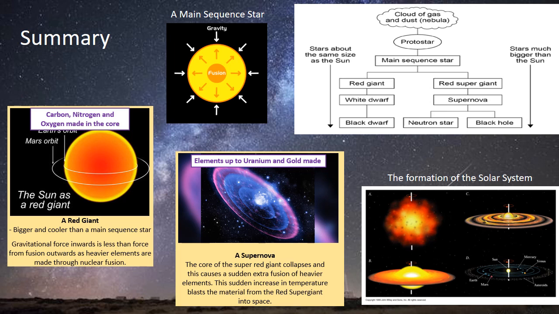We've got formation of the solar system that I've put again on the bottom right, and the balanced forces in a main sequence star, and also a little bit about the elements that are made. A red giant I've put on there and a supernova. But do make sure that you've got enough notes and do make sure that you check that you can remember them.